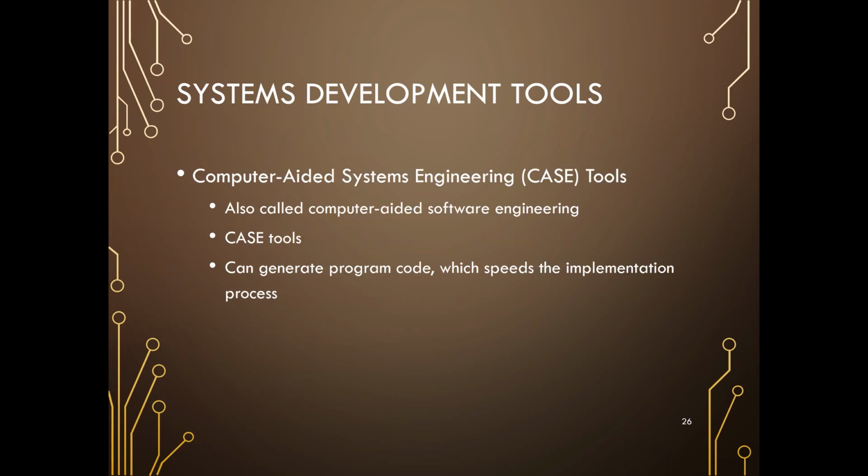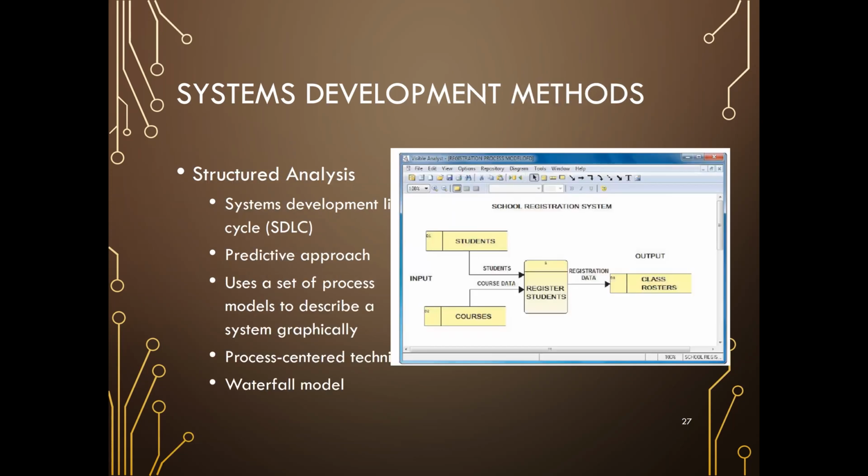The next one is CASE tools. CASE stands for computer aided system engineering tools, or sometimes we call it computer aided software engineering. CASE is a diagramming tool plus a program code generator. That means if you prepare the diagrams or the model in the CASE tool, you can already generate software code, database tables and so on, which speeds up the implementation process. So this is an example.